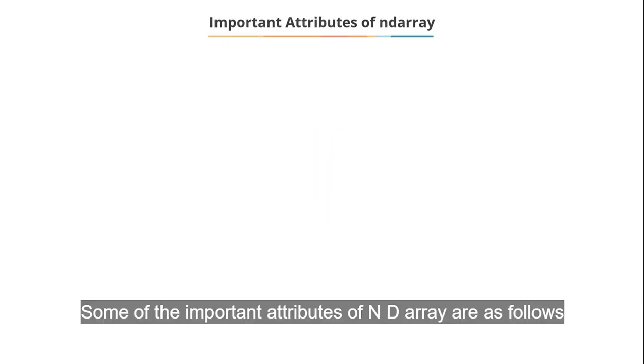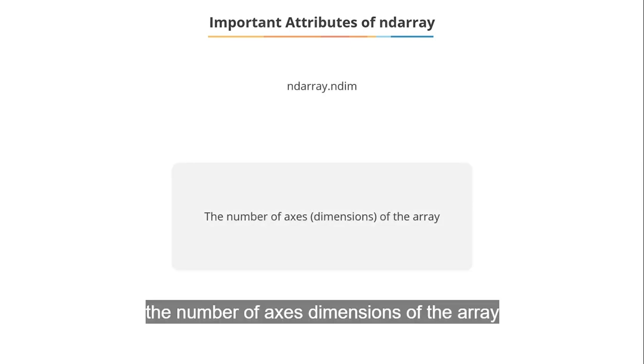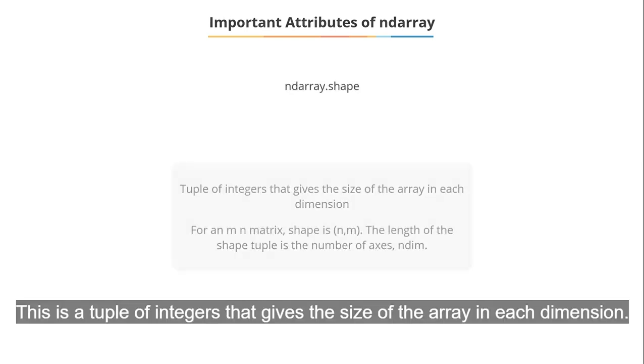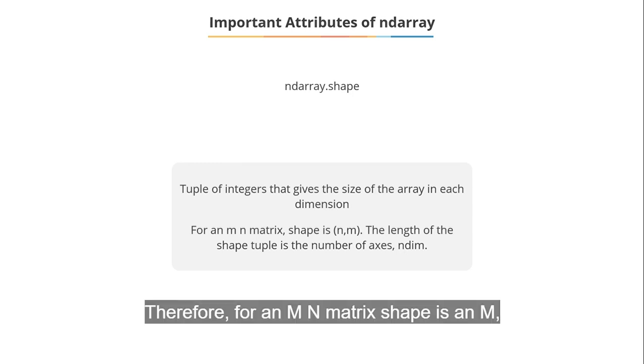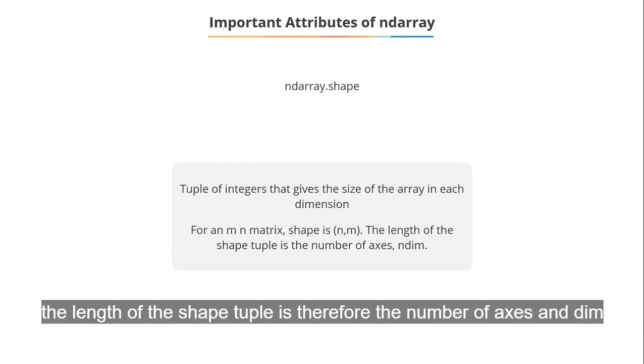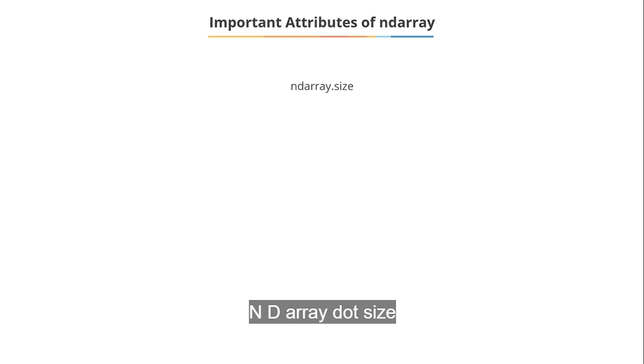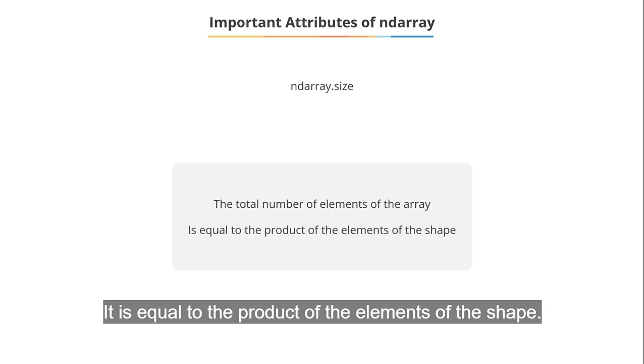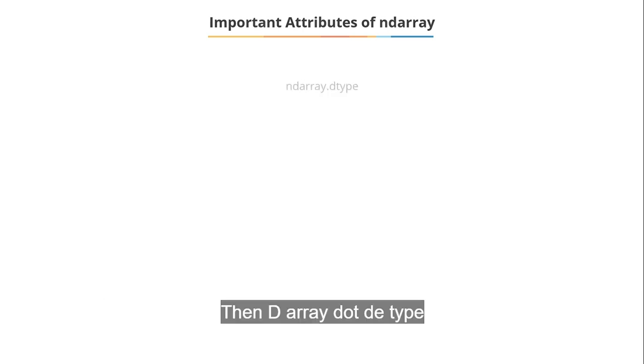Some of the important attributes of ndarray are as follows. ndarray.ndim: the number of axes, or dimensions, of the array. ndarray.shape: this is a tuple of integers that gives the size of the array in each dimension. Therefore, for an m by n matrix, shape is (n, m). The length of the shape tuple is therefore the number of axes, ndim. ndarray.size: the total number of elements of the array. It is equal to the product of the elements of the shape.